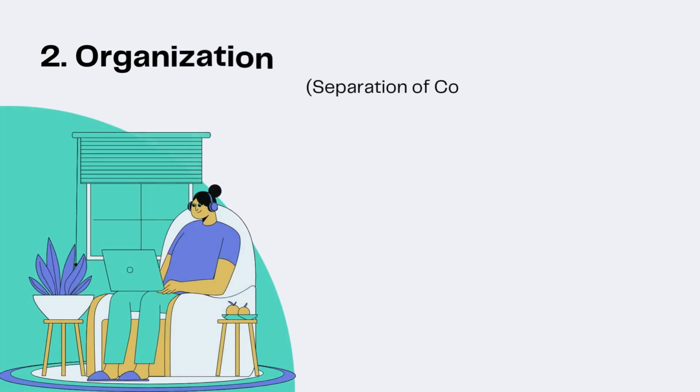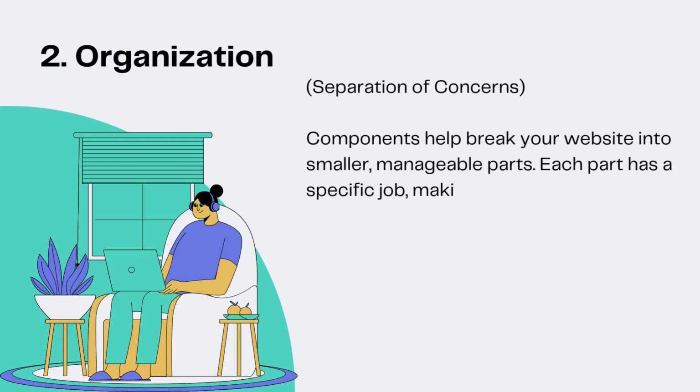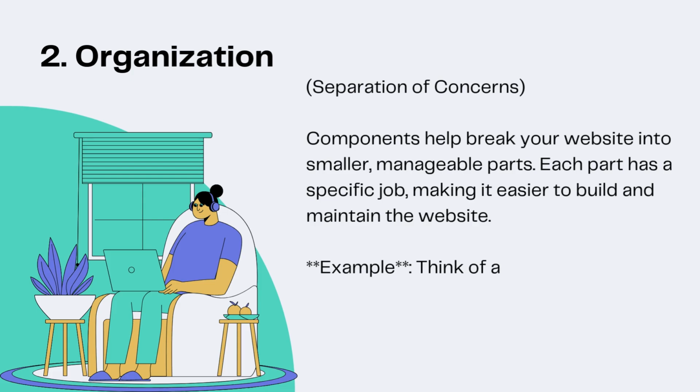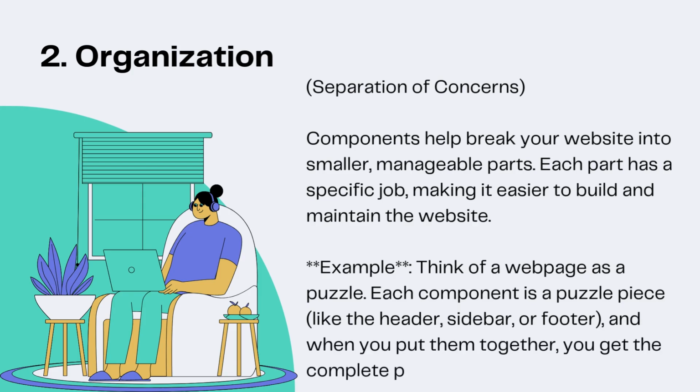2. Organization, separation of concerns. Components help break your website into smaller, manageable parts. Each part has a specific job, making it easier to build and maintain the website. Example: think of a web page as a puzzle. Each component is a puzzle piece, like the header, sidebar, or footer, and when you put them together, you get the complete page layout.